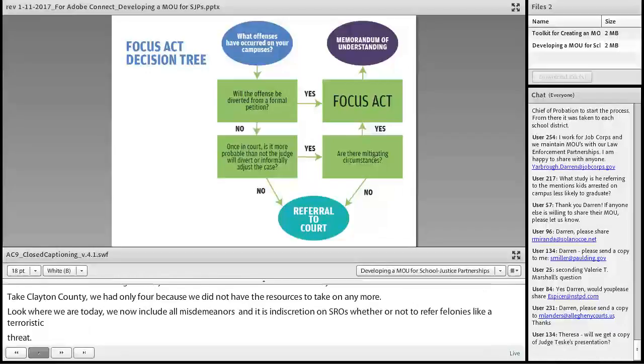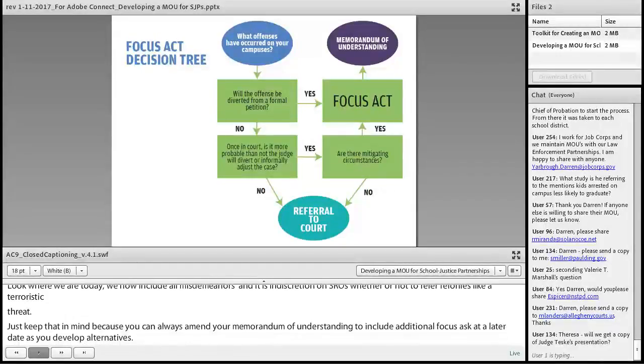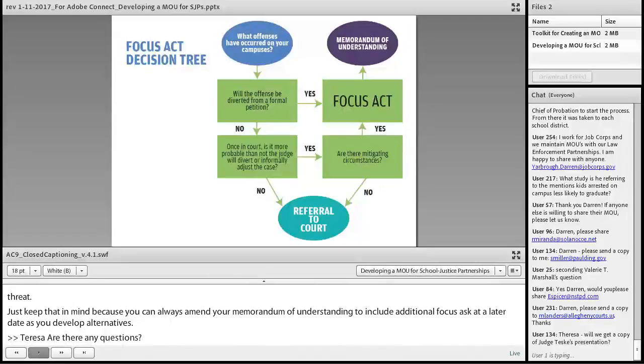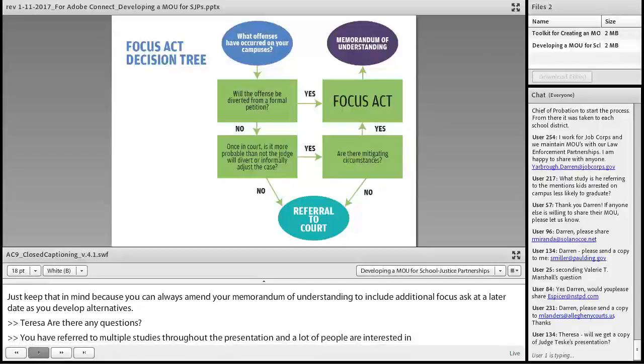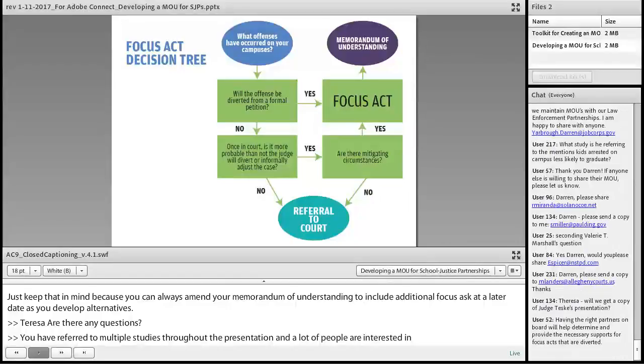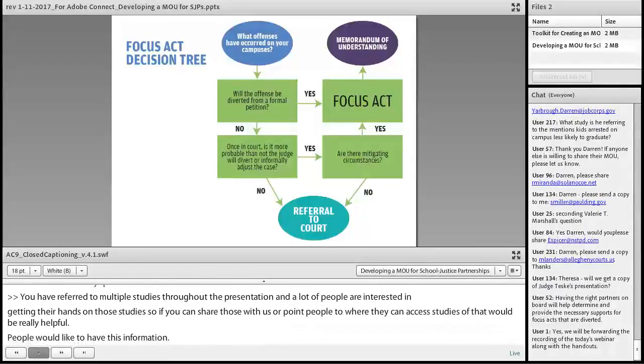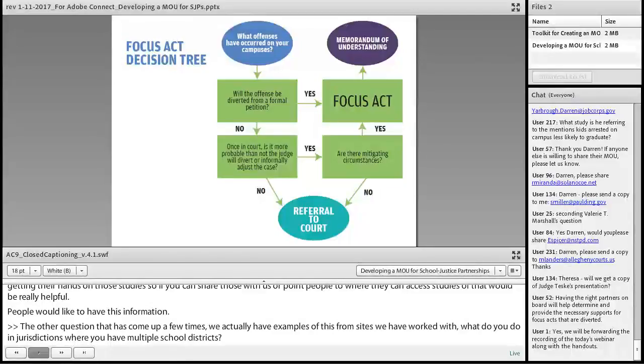Yeah, there are a few questions. The first one is just kind of a quick answer. You have referred to multiple studies throughout this presentation, Judge Tuske, and a lot of people are interested in getting their hands on those studies. If you can share those with us, or point people in the direction of where they can access them, that would be really helpful. And then the other question that has come up a few times, and we have examples of this from sites that we've worked with, is what do you do in jurisdictions where you have multiple school districts? I think Fulton County is a good example. They have a couple different school districts. We work with one site in Ohio that has 29 school districts, and I think it's a very valid point. How do you handle those situations?